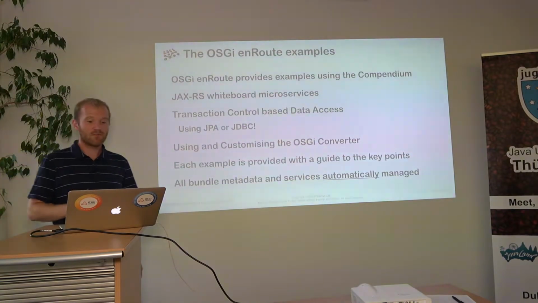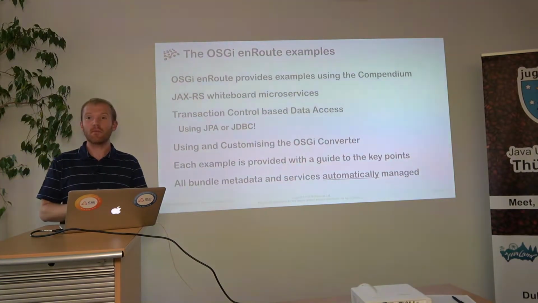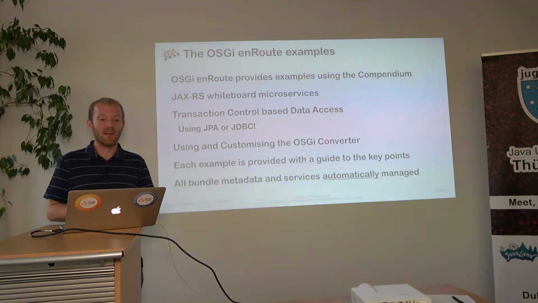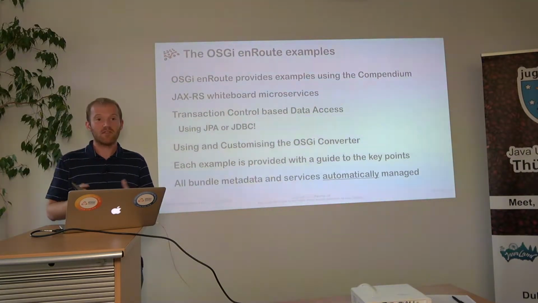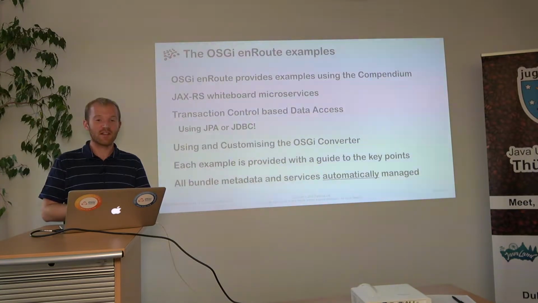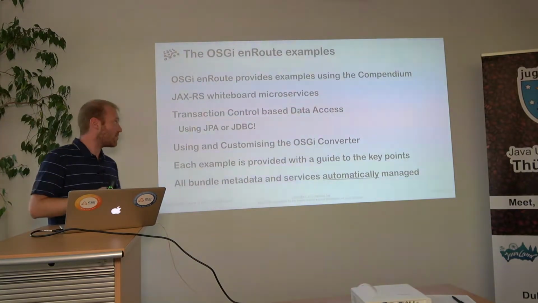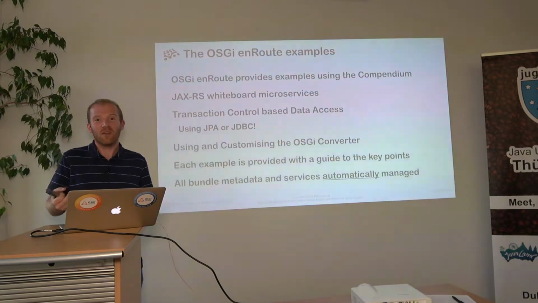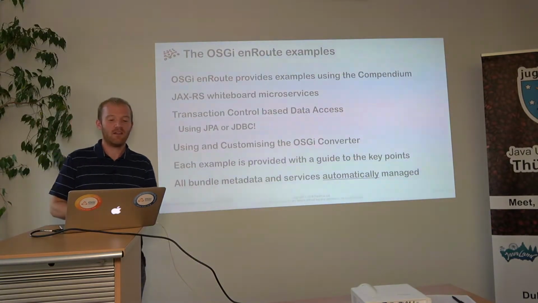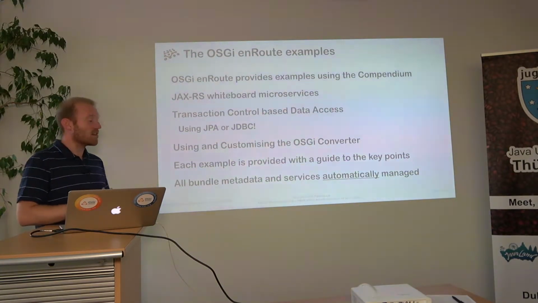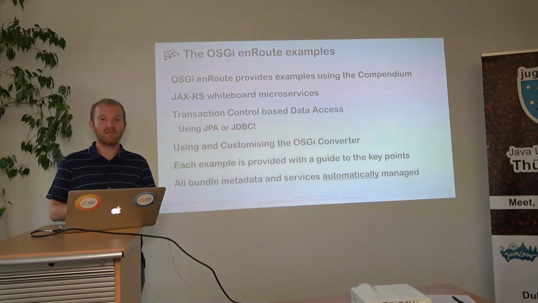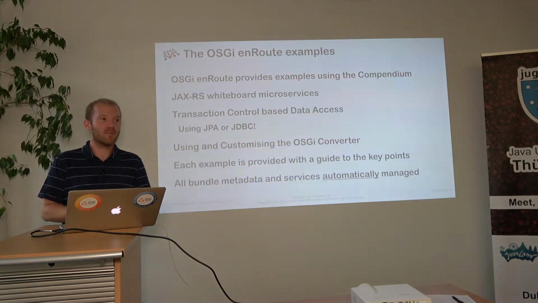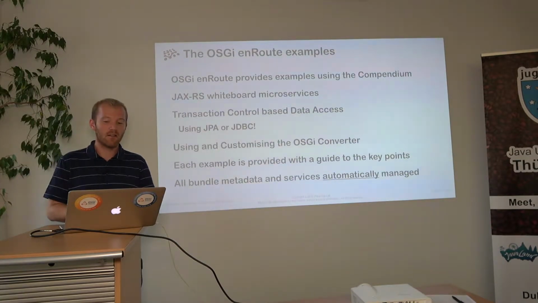The examples are then there to show you some of the things that are in the OSGi compendium. This includes how you do things like JAX-RS, transaction control for managing transaction life cycles using JPA and JDBC, things that people actually want to do. We also show you some useful things like the OSGi converter, bits of the OSGi specification that often get overlooked because people don't even know that they're there.